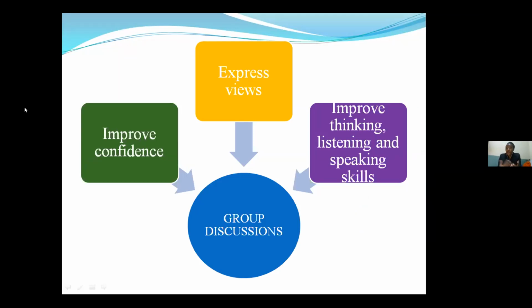So when you're putting students into groups, you'll be improving their thinking capacity, their listening abilities, their speaking abilities, as well as their writing abilities, because they will be writing what they are discussing. And then you will tell them to stand up and present whatever they have been discussing. This means your students will be able to speak up and express their views.